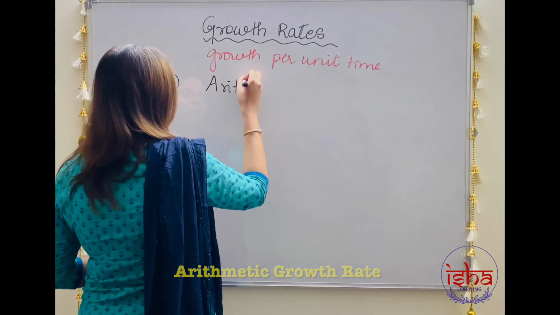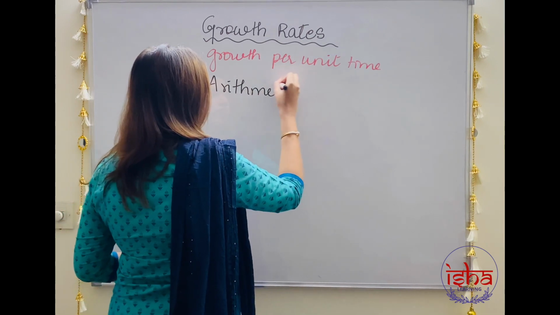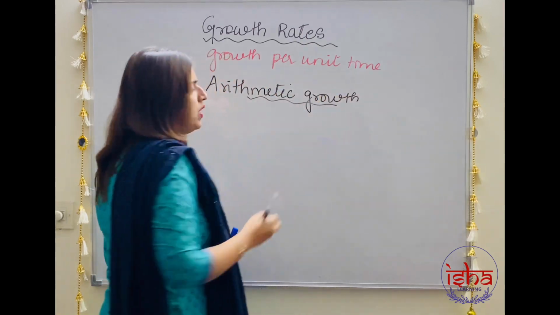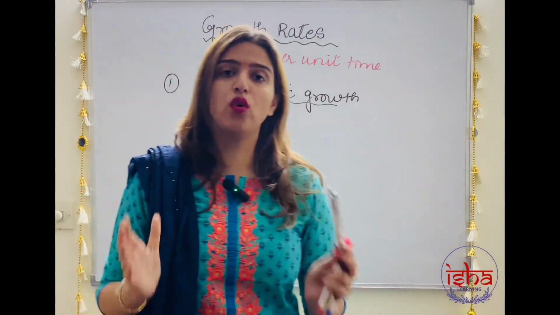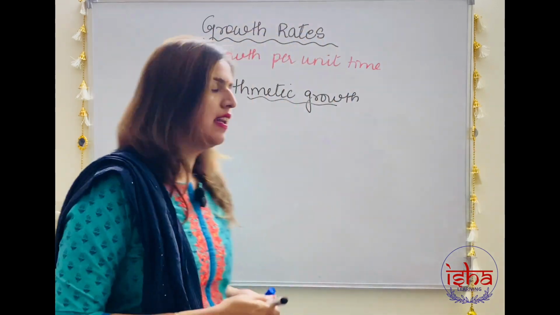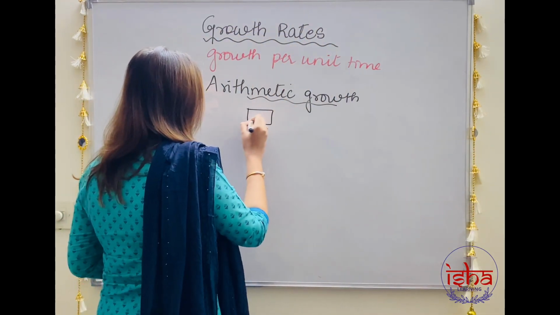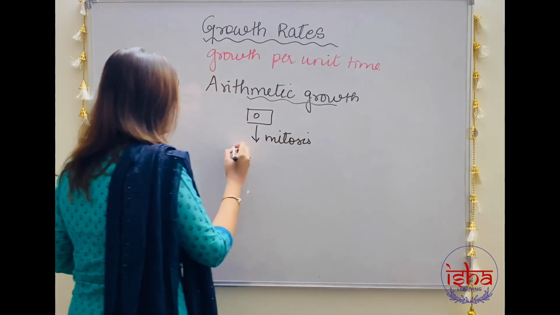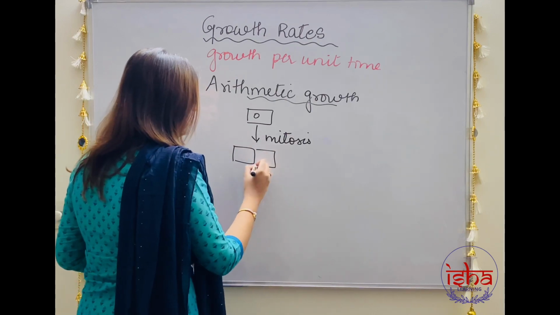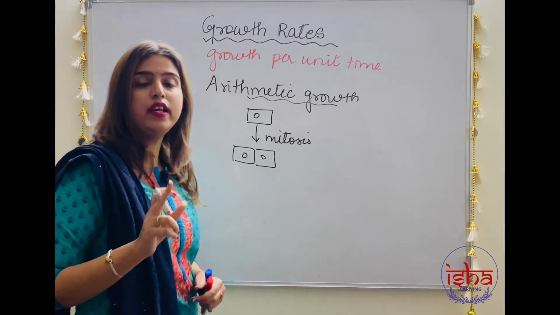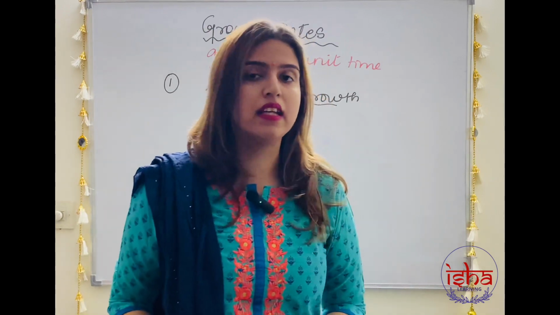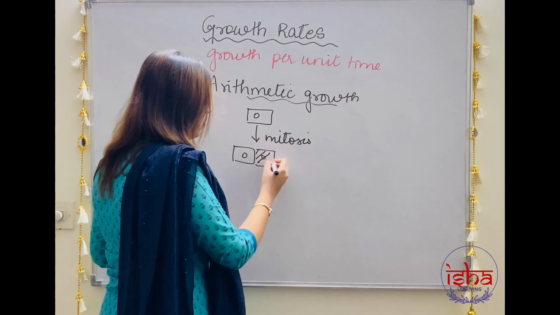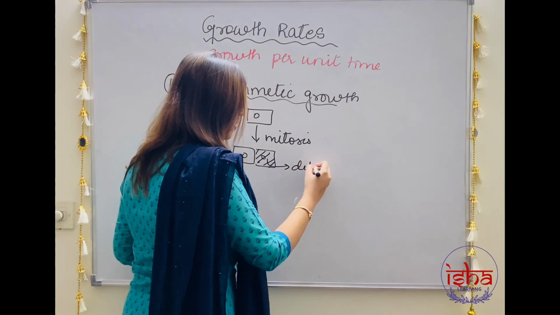Well, the arithmetic growth rate is the gradual model. In arithmetic growth, we observe that one cell undergoes a mitotic division to form two daughter cells. Yes, that's natural. Now, out of the two daughter cells formed, only one daughter cell will continue to divide. What is going to happen with the other daughter cell? Well, the other daughter cell undergoes a process known as differentiation.